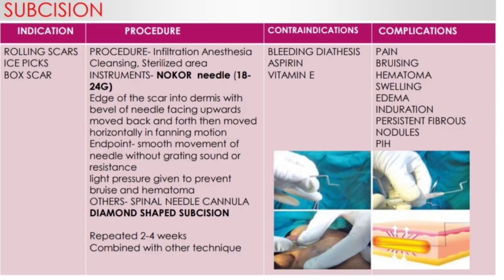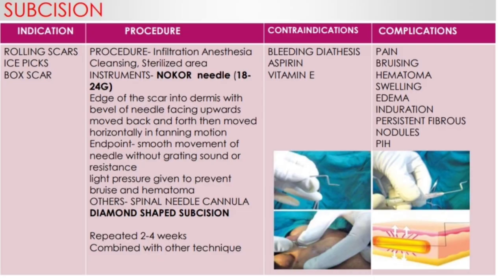The instrument can be used as shown in the figure, with a hypodermic needle which is bent at 90 degrees at a 2 angle. Another instrument which can be used is a spinal needle cannula. One other method for subcision is the diamond shaped subcision, which covers a widespread area of acne scar, in which the diamond shaped area is marked, and subcision is done from all corners of the diamond shaped marking.